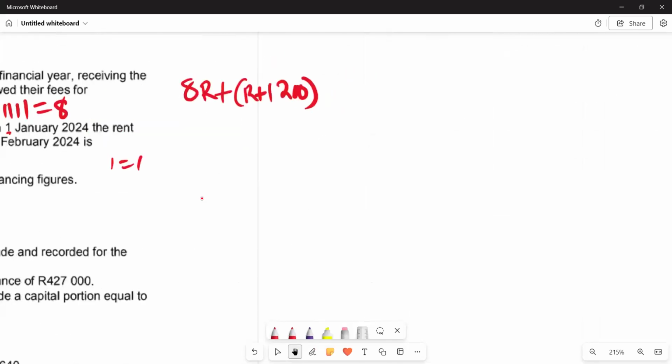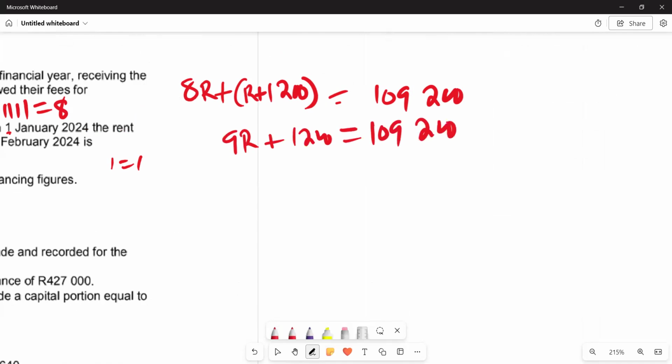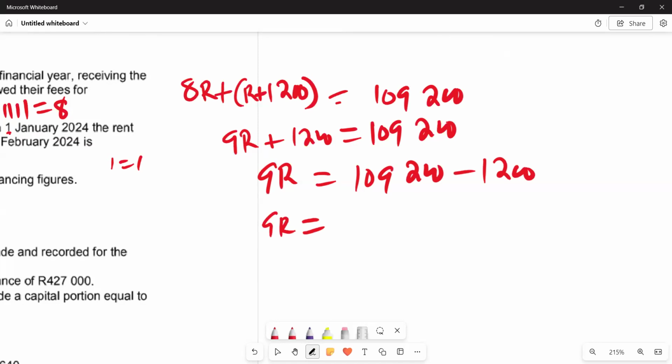Then we formulate the equation. We just remove the brackets there. It becomes 8R plus R, which is 9R, plus 1,200 equal to 109,200. So we can take R to one side. It becomes 9R equal to 109,200. We take 1,200 to the other side, so it becomes negative: 109,200 minus 1,200. In that case, it becomes 9R equal to 108,000.